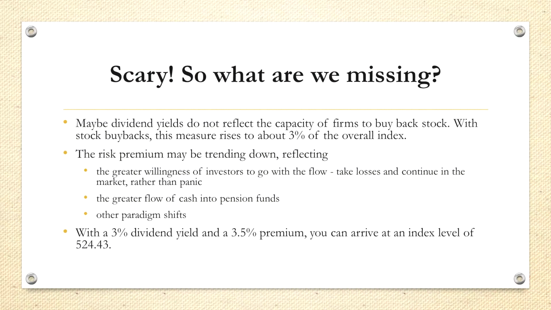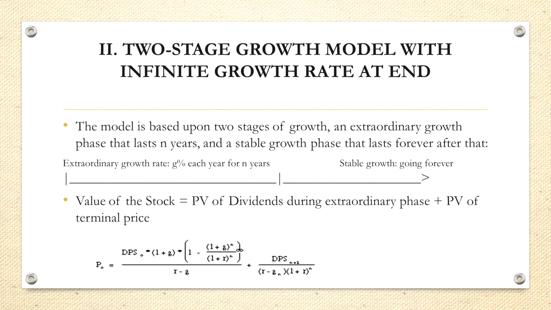Assuming a 6% growth rate, you will come up with a 524 index level. And if you adjust your growth rate a little bit higher, you will reach the market level 600. So that is a constant growth model estimation of the S&P 500 index.